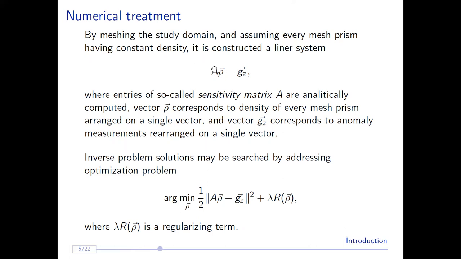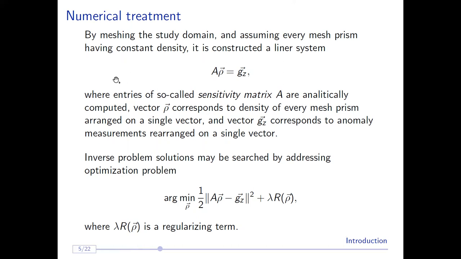So this linear system is not square. The sensitivity matrix is also a full matrix, which means that it has few entries that are equal to zero. And since this linear system is not square, there is no unique solution to this problem.